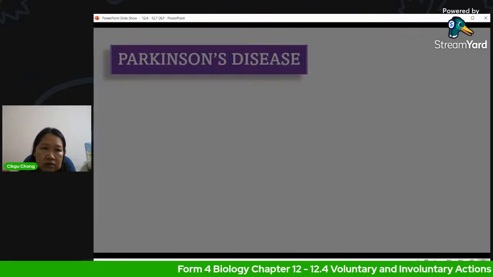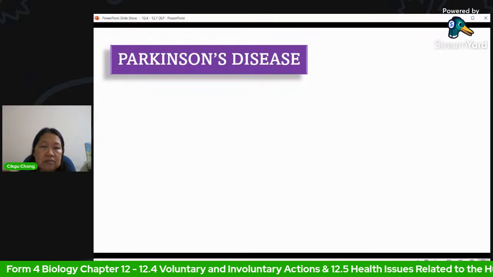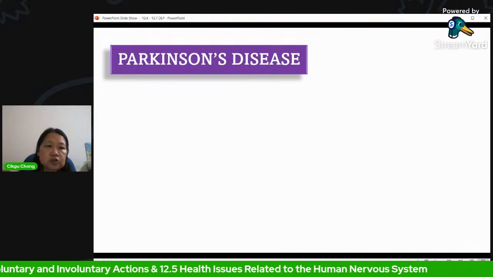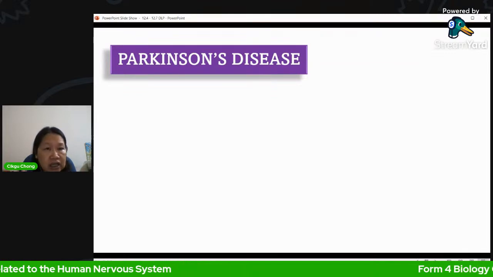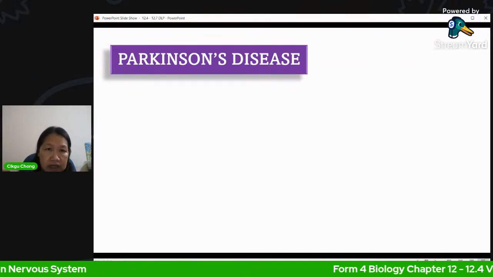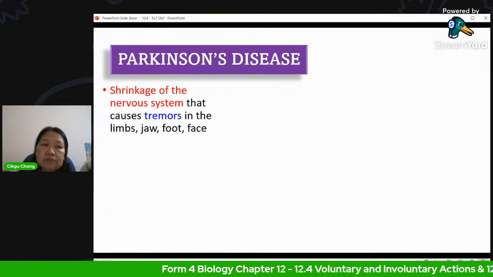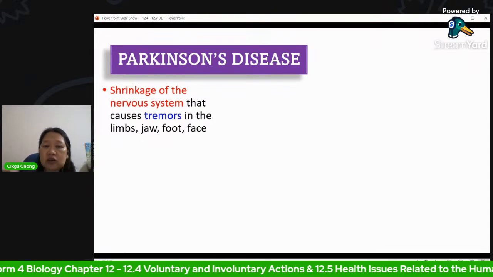Okay, right, next one. Parkinson's disease. I'm sure you've heard of this, also very prevalent among old people. And the first signs we initially associate with Parkinson's disease are shaking, tremors. Okay, part of your hand or the leg, whatever, will be shaking. So it's caused by the shrinkage of the nervous system. So the nervous system shrinks and it causes tremors.